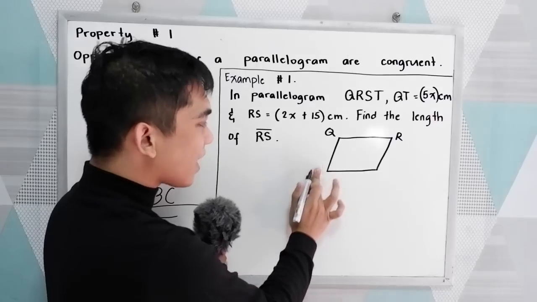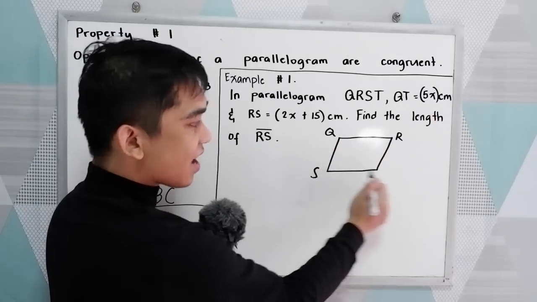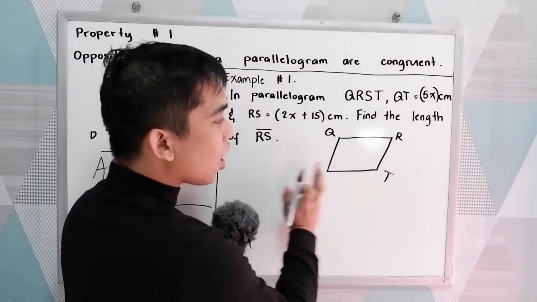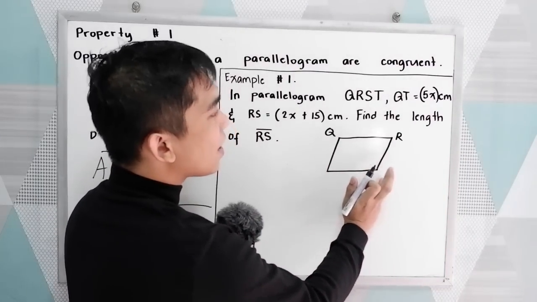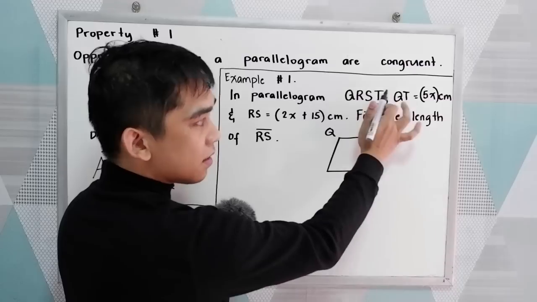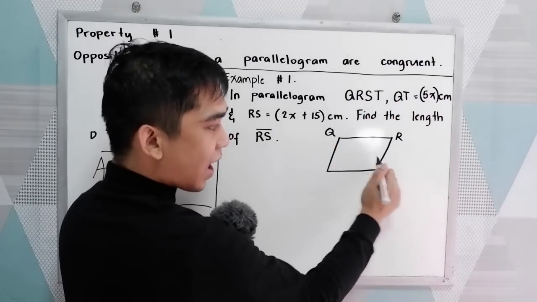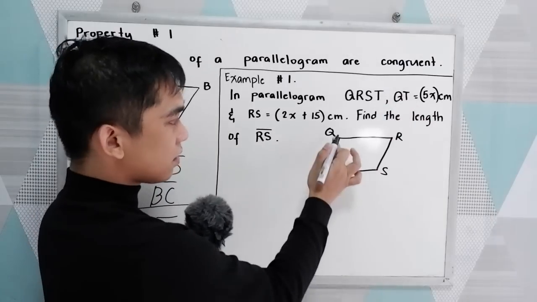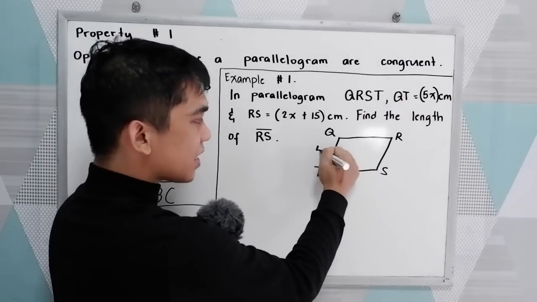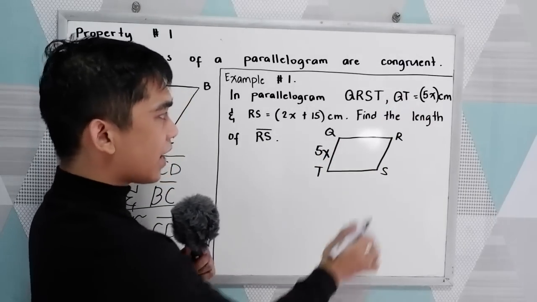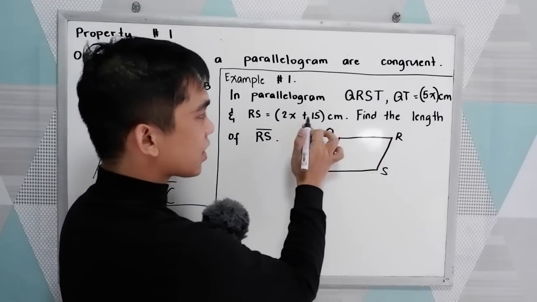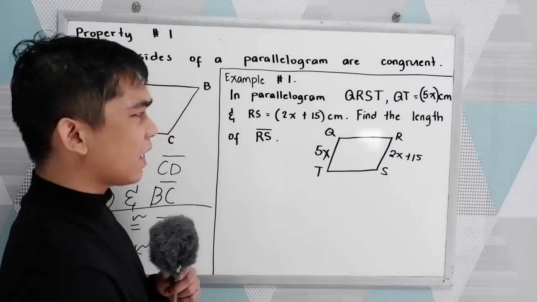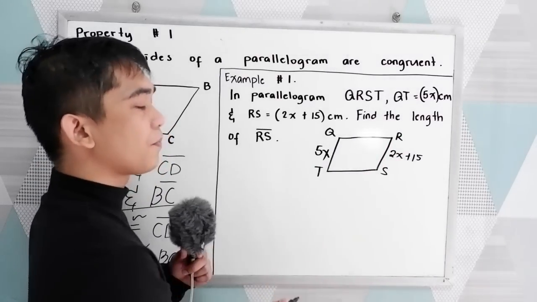If you write your parallelogram like this one, QRST, that is wrong, because all the consecutive vertices must be in proper position. So QRST. Okay? Now, QT. So QT is 5x cm. And RS is 2x plus 15 centimeters. Find the length of segment RS.